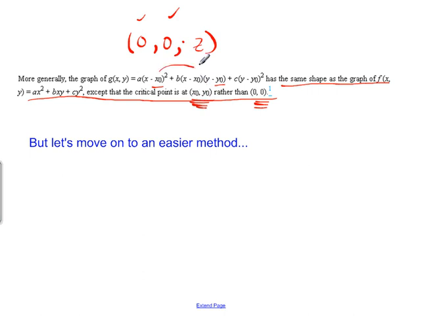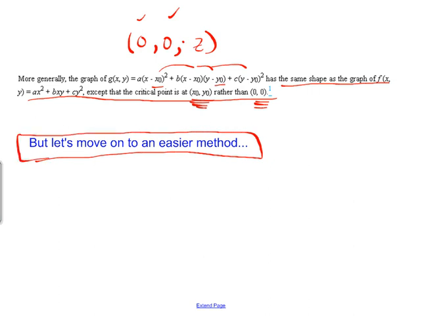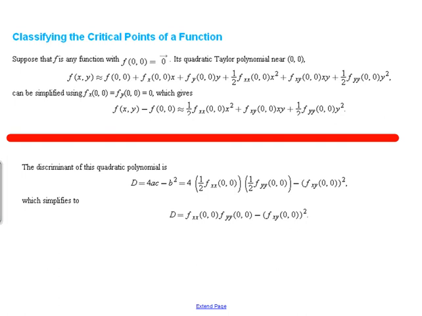And we could develop an analogous method for determining the discriminant value and the a value and whether or not it's a local max or min. But we're going to go to an easier method, which is to use quadratic Taylor approximations. Having done these quadratic Taylor polynomials before, we know that we can approximate f of x, y as a quadratic Taylor polynomial around 0, 0 as the following.